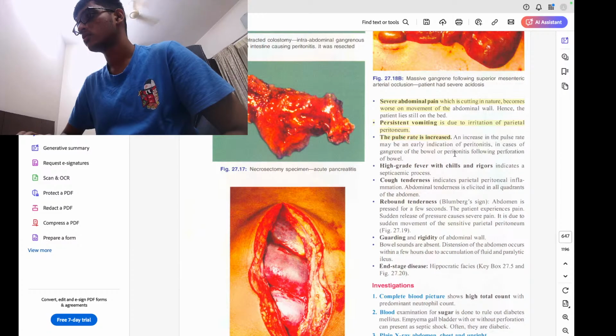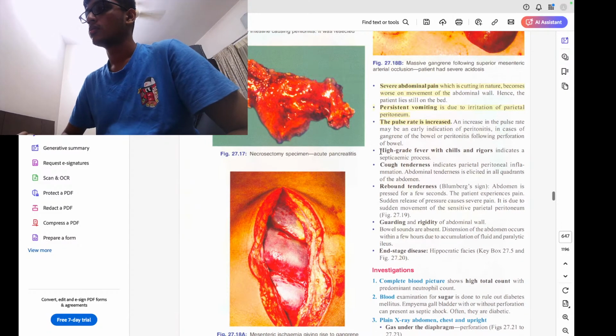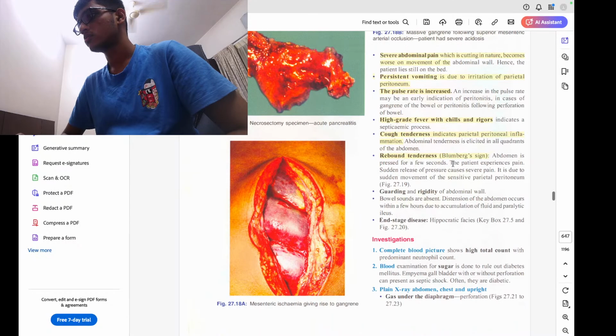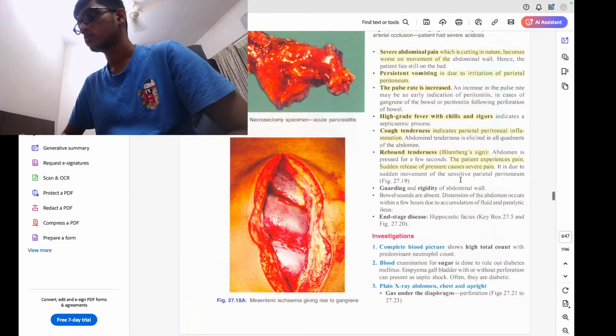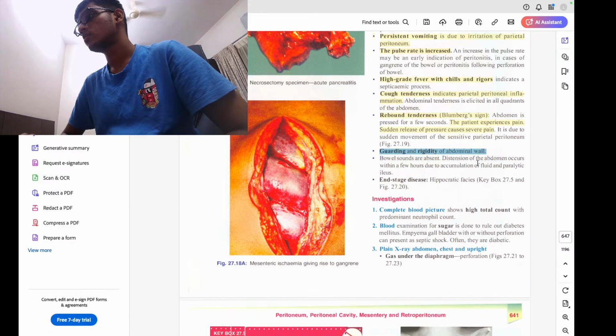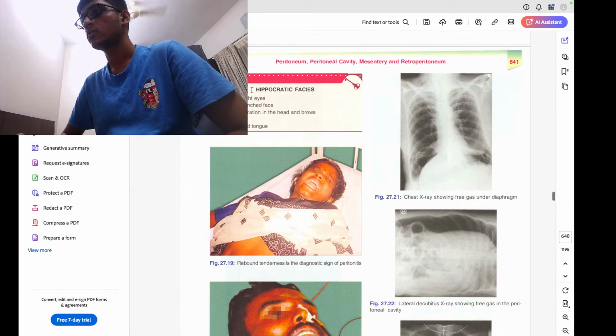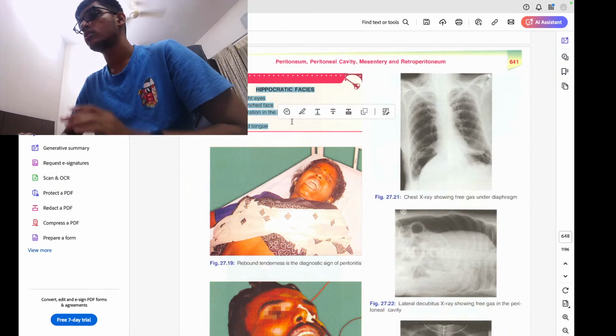In case of peritonitis, high grade fever with chills and rigors. Cough tenderness. Rebound tenderness. Rigidity of the abdomen. Then the facies: Hippocratic facies is hollow, bright eyes, pale and pinched face, and cold perspiration on the head and brow, and dry, coated tongue.